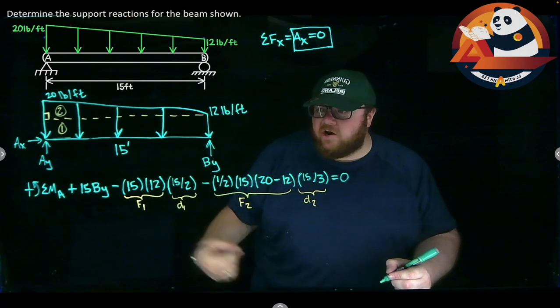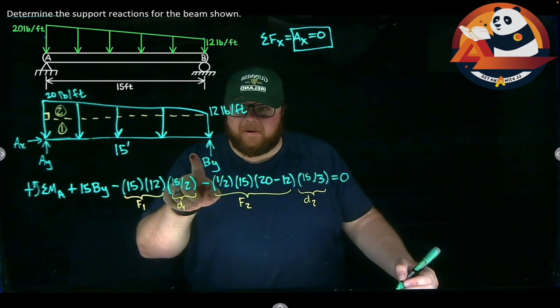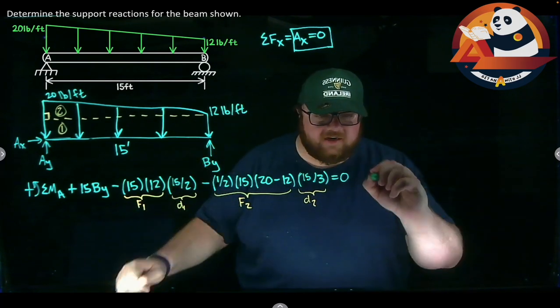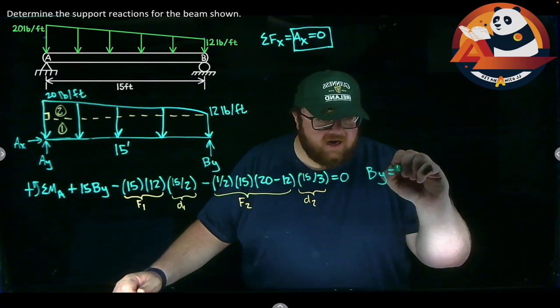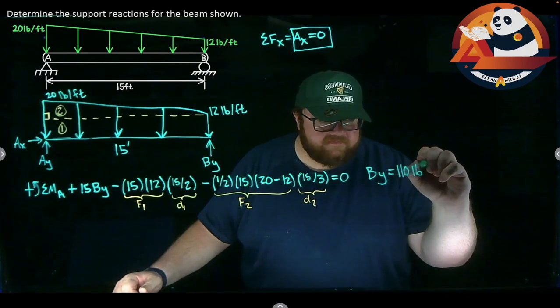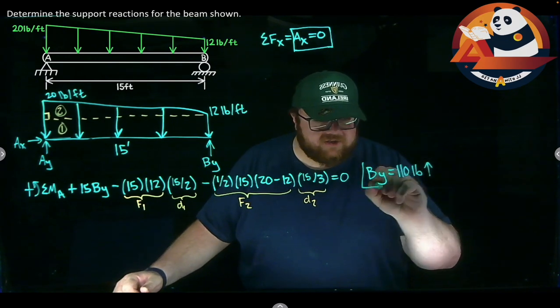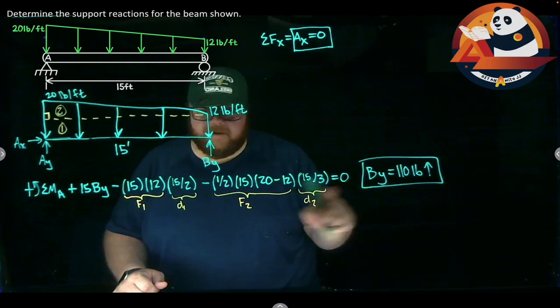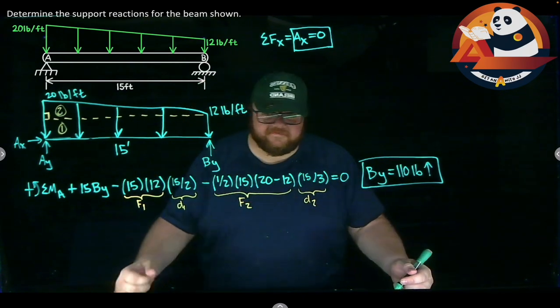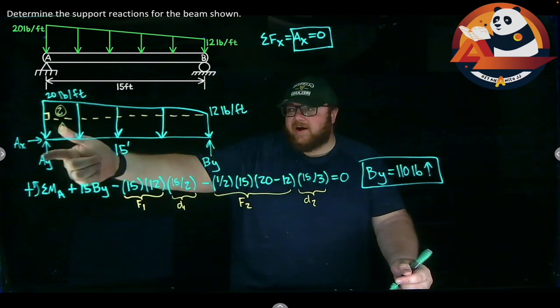By is my only unknown in here. If I solve this, I'll get a positive, which means I guessed the right direction here. It works out to be By is 110 pounds, and it's going straight up, which would be my first answer. It's going up because I get a positive. I assumed the right direction. All that I have left to find is AY then.